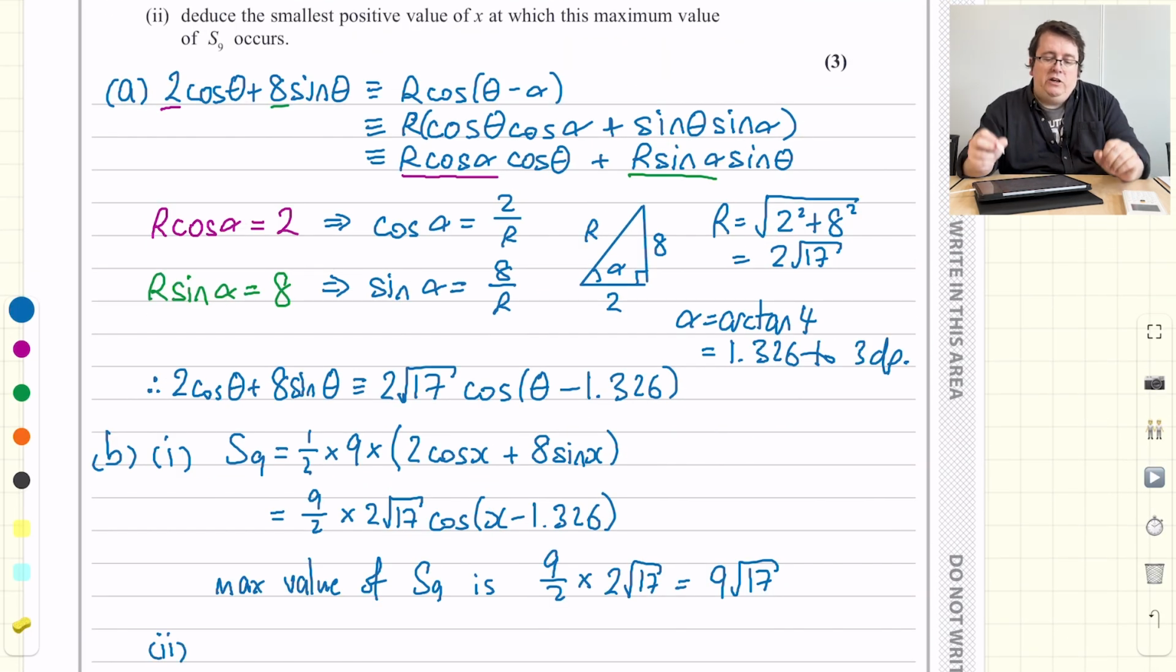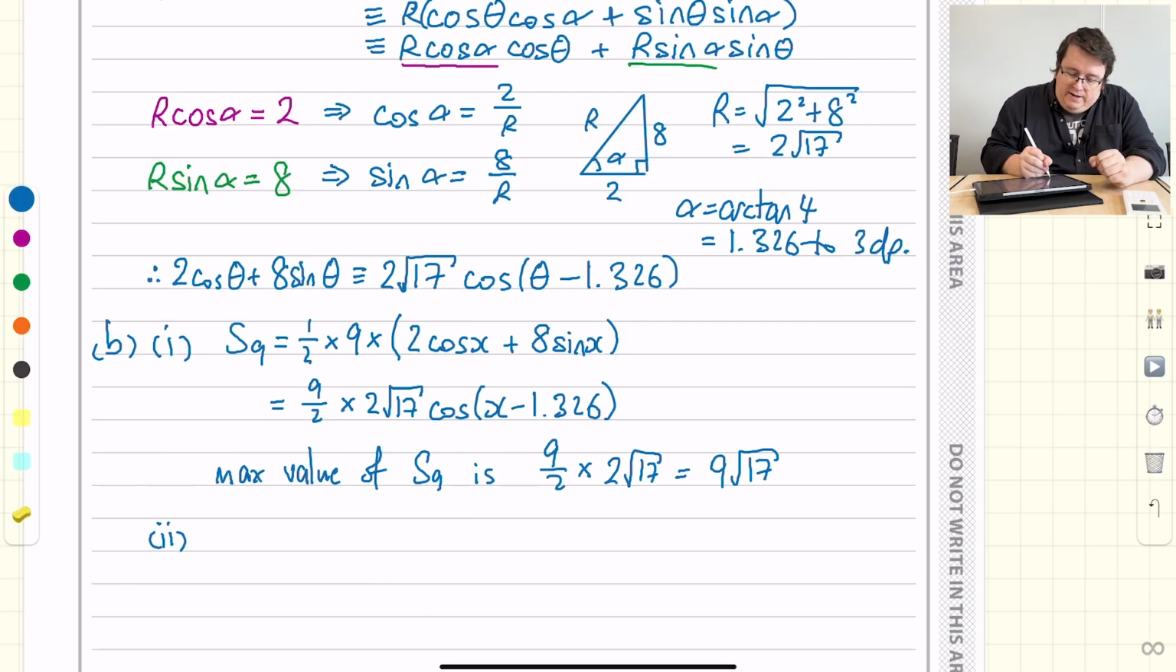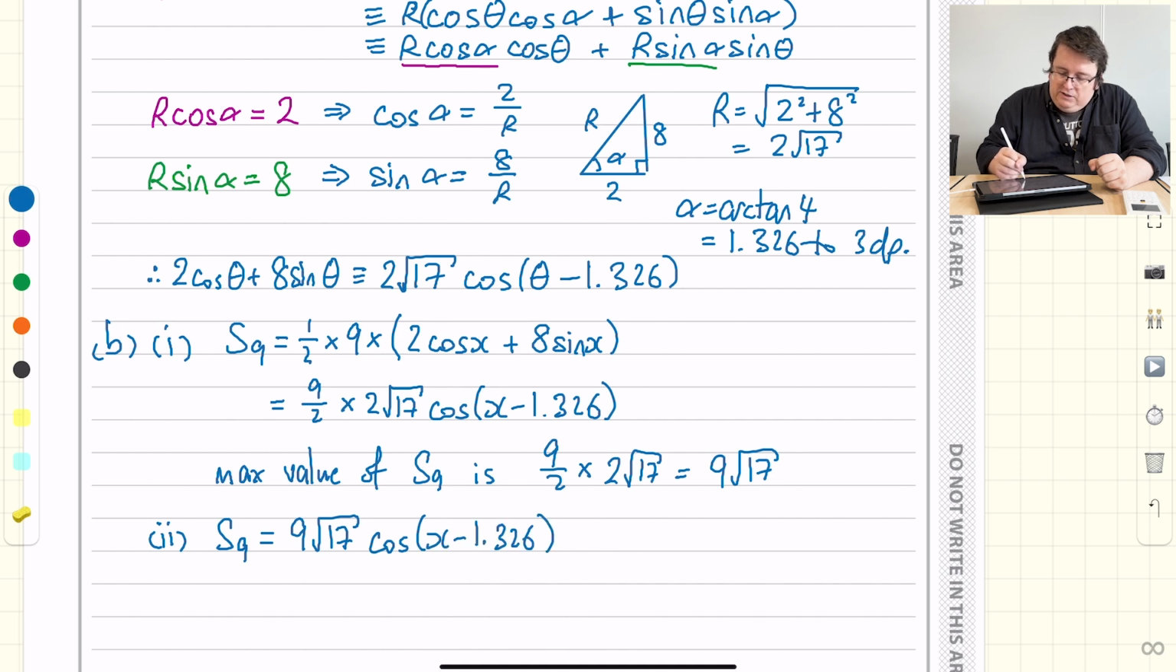Part 2, deduce the smallest positive value of x at which this maximum value of S9 occurs. Okay, so we need the 9 halves times 2 root 17 cosine of x take away 1.326. So we need this, so 9 root 17 cosine of x take away 1.326 to be equal to 9 root 17. Okay, so what we need is cosine of x take away 1.326 to be equal to 1.